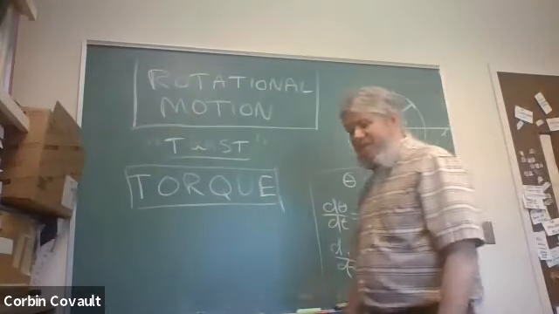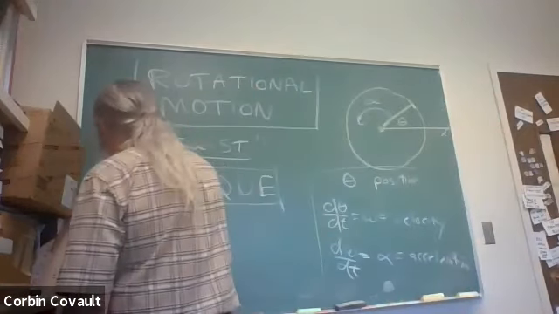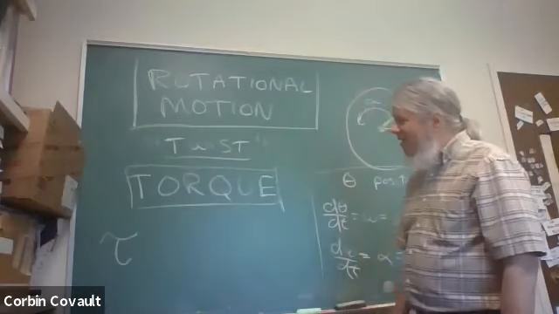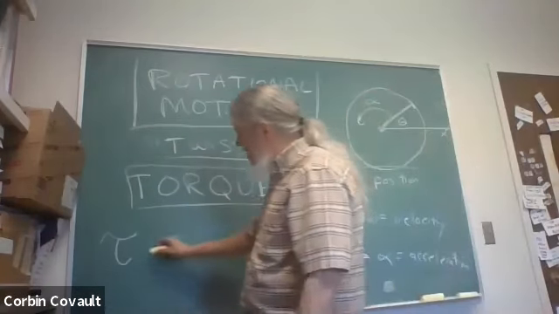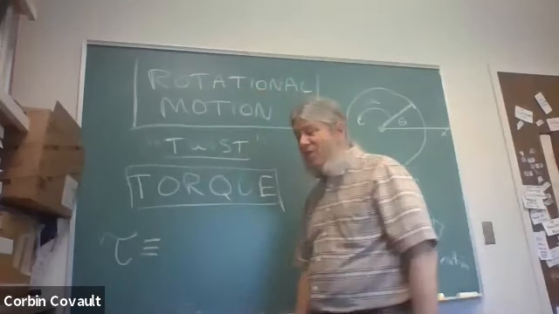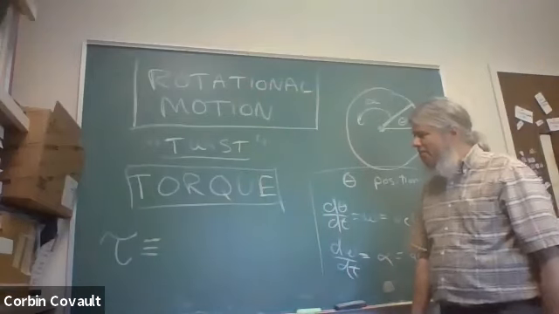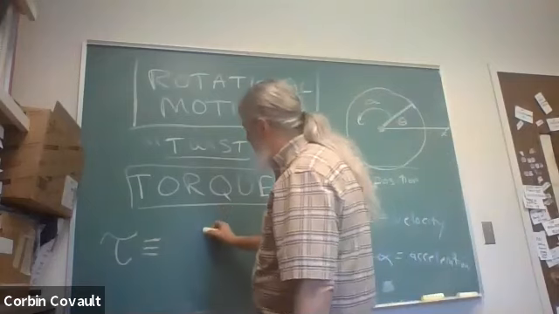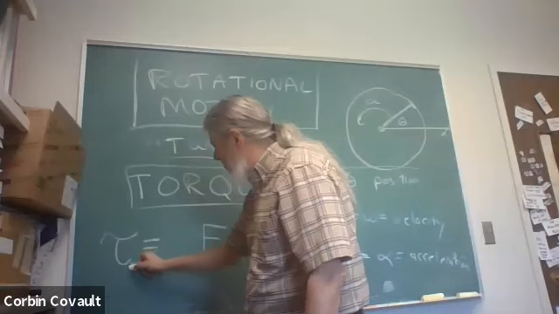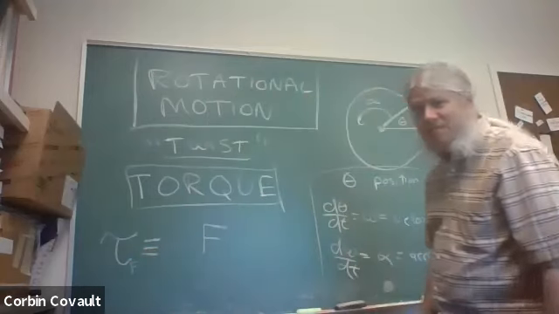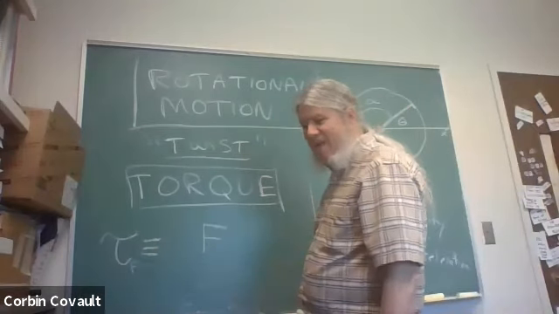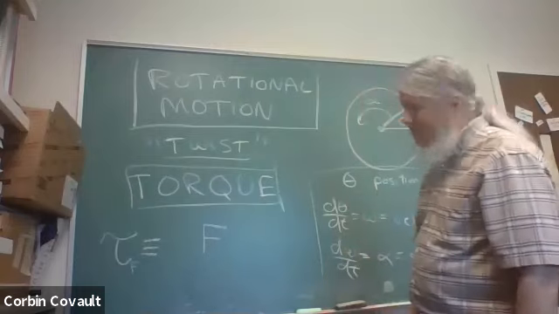And the operational definition is, all right, I'm going to use the Greek letter tau for torque. And this is a definition. I'm basically coming up with a way of describing what the torque is. What I'm going to argue is that the torque is proportional to the force. So this is a torque that would result from a particular force, so I'll call that tau sub F. And I'm going to argue that it's proportional to the force.